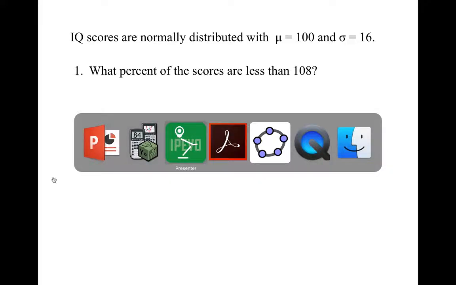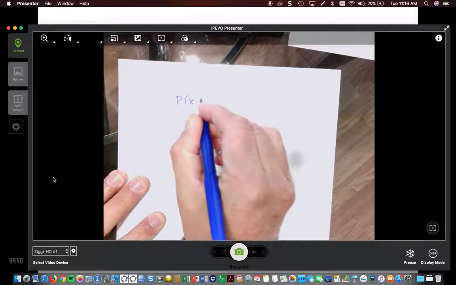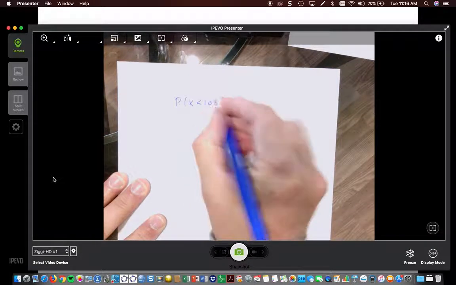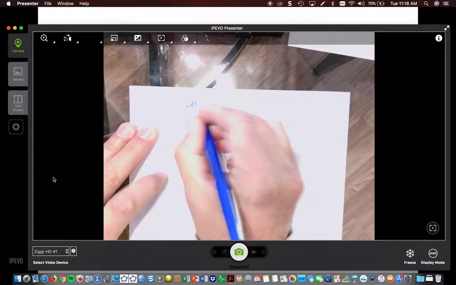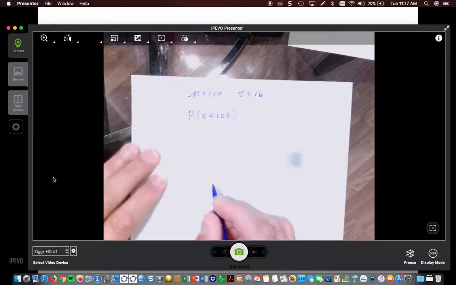So suppose that we're given IQ scores are normally distributed with a mean of 100 and standard deviation of 16. And now the question is, what percent of IQ scores are going to be less than 108? All right, so here's the process that we need to look at. So we're looking at what's the probability that an IQ score is less than 108. And we're told that the mean is 100 and the standard deviation is 16.